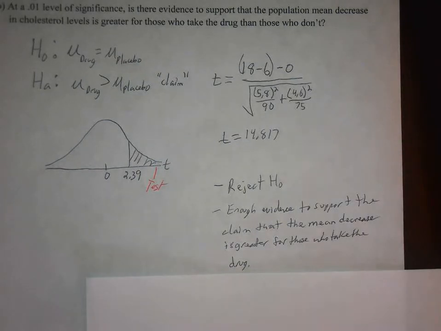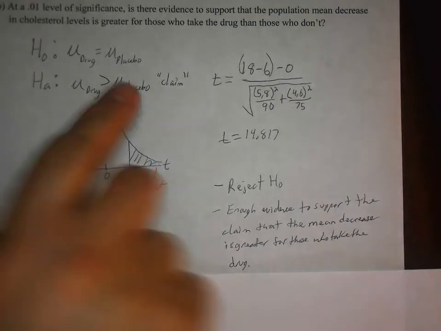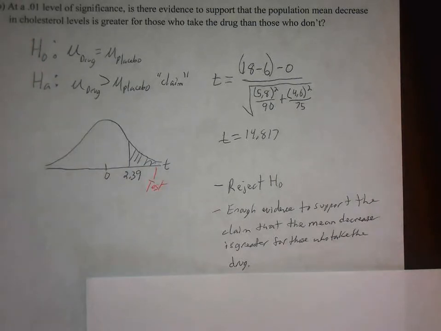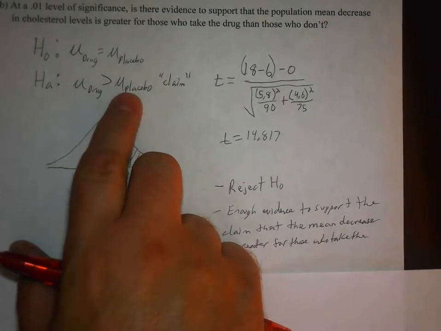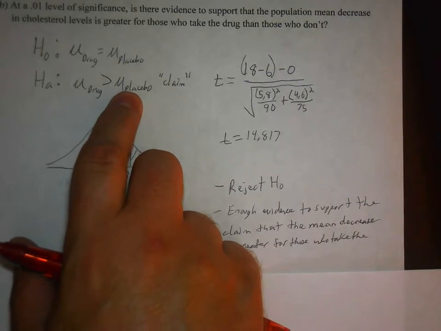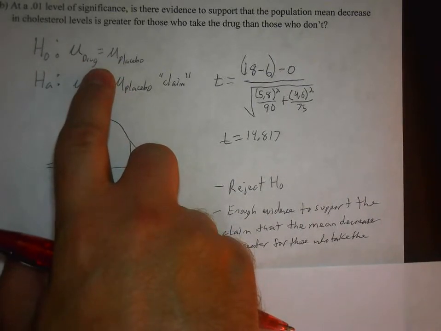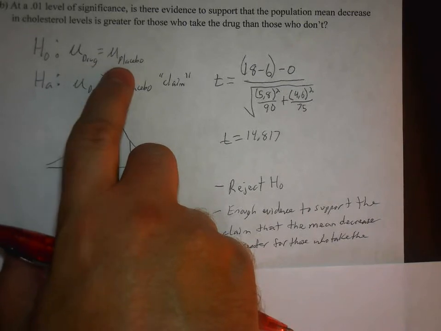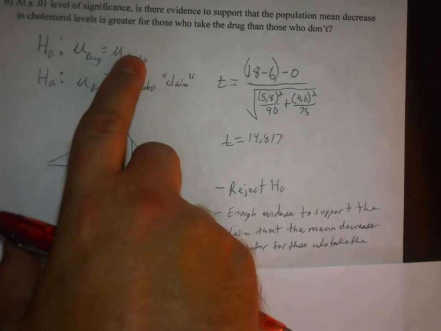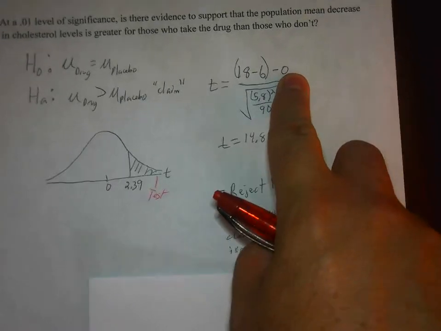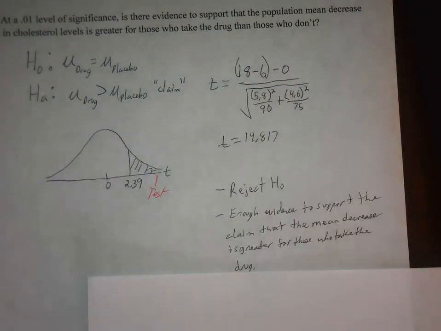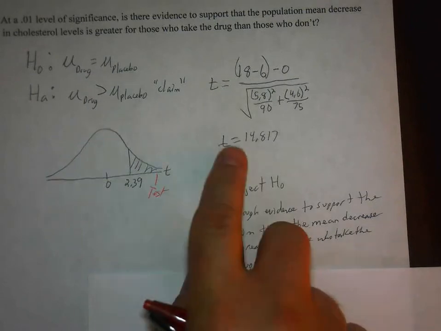So if they did change the wording, so is the mean difference greater than 7? Okay, so the change in cholesterol level greater than 7, then you would have mu1, or mu for the drug, minus mu for placebo greater than 7. And then the null would be mu1, or mu for the drug, minus the mean for the placebo equals 7. And then this will be a 7 over here instead. Then just do the arithmetic on it, but that'll give you a different test statistic.